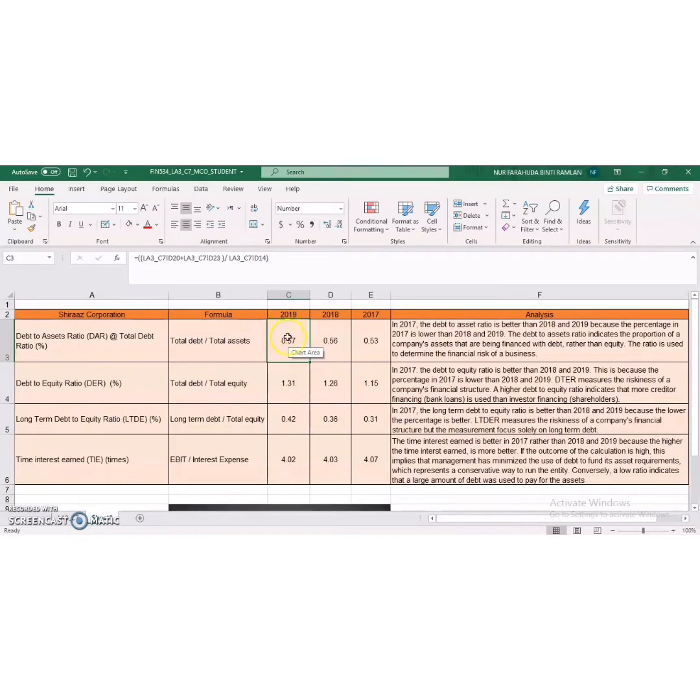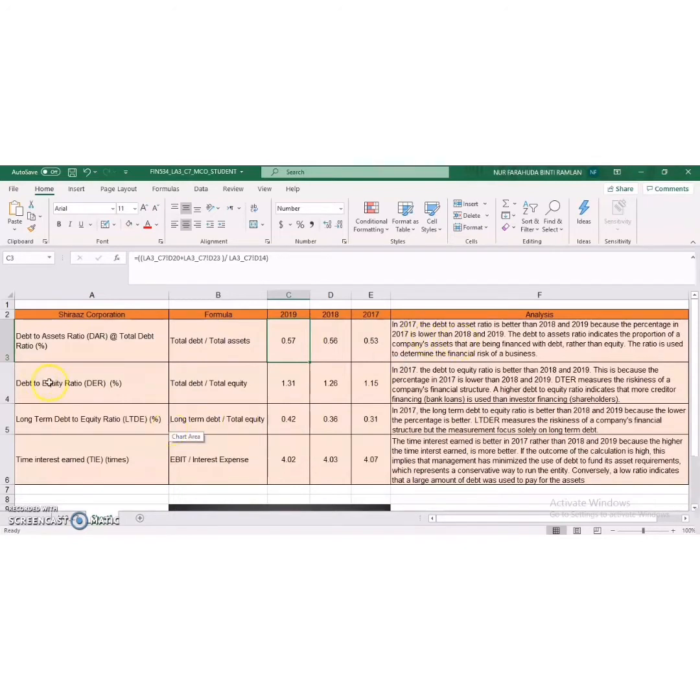For 2019 it is 57%, and we repeat the same step for 2018 and 2017, so we can get the answers 56 and 53%. In 2017, the debt to asset ratio is better than 2018 and 2019 because the percentage is lower.